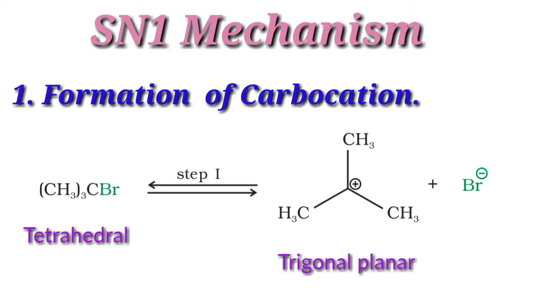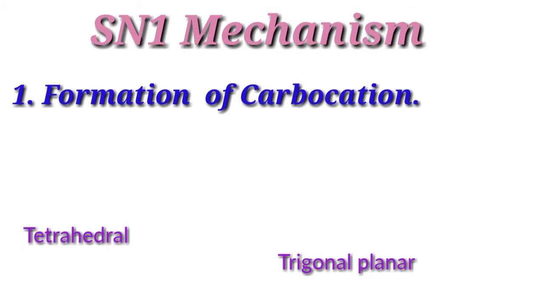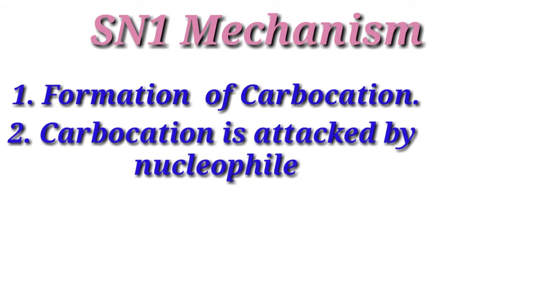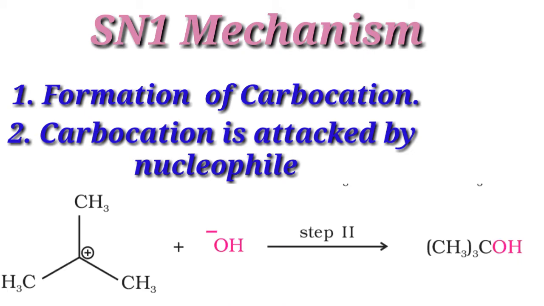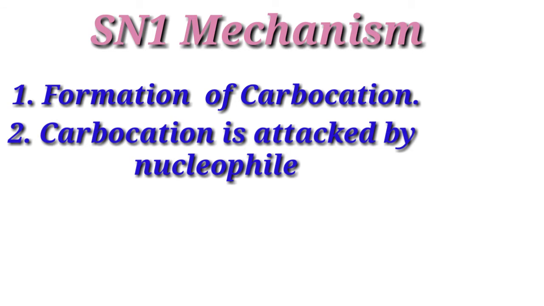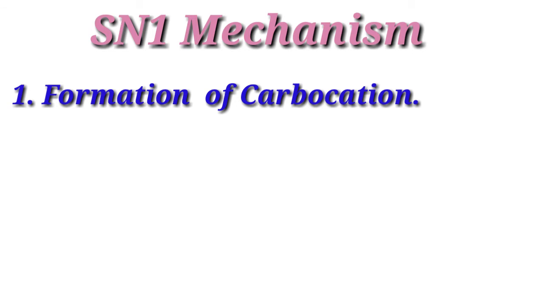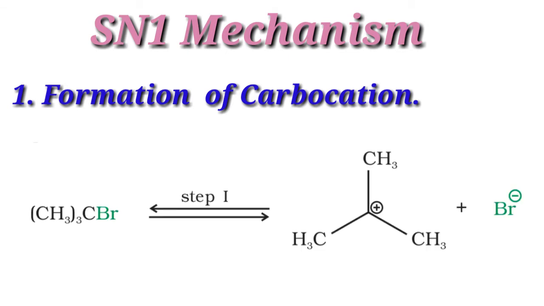Next, the second step: the newly formed carbocation is then attacked by the nucleophile. Here the carbocation is trigonal planar in shape, so the OH- can attack through the front side or the back in the same way. The first step is the slower step. Since the rate of reaction depends upon the slower step, that is formation of carbocation, there only the substrate molecule is present, that is (CH3)3CBr.